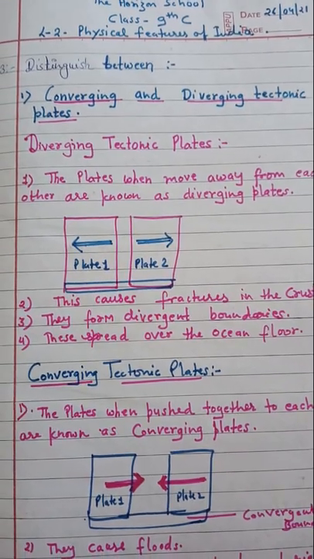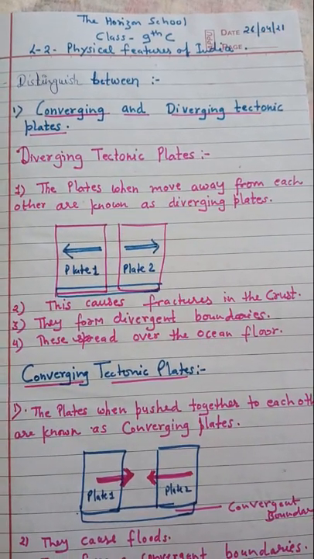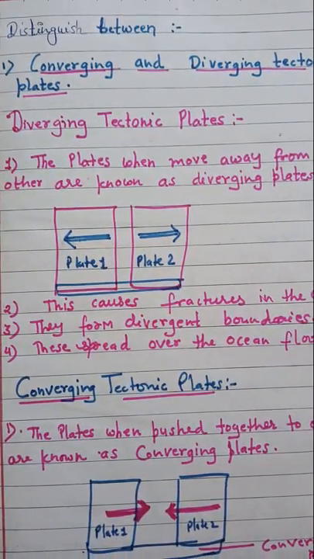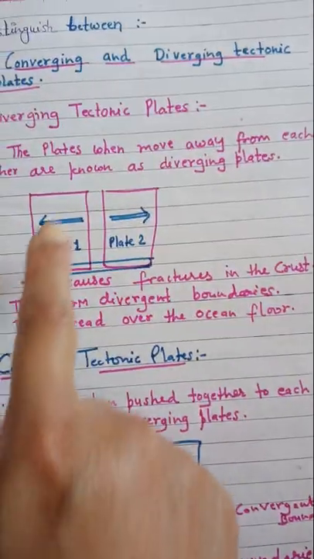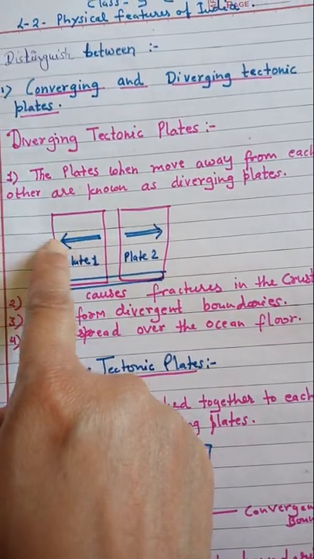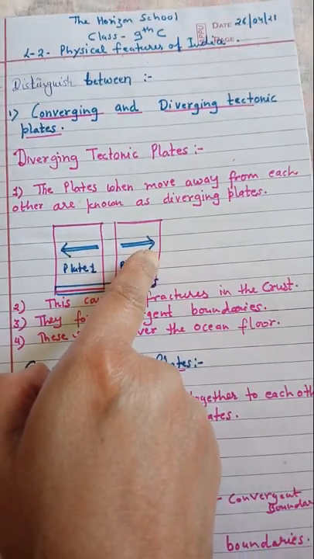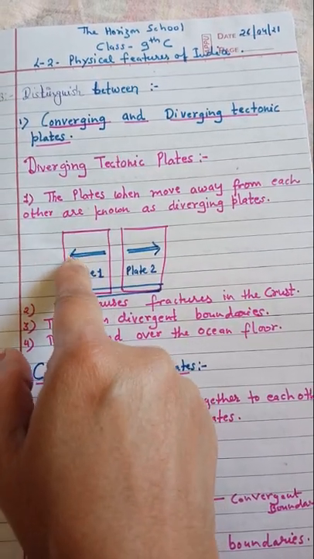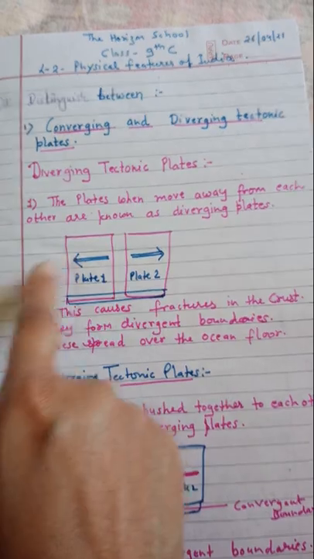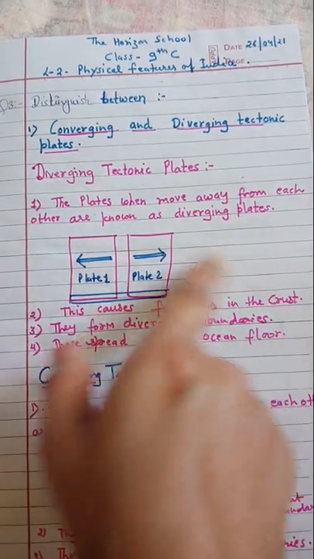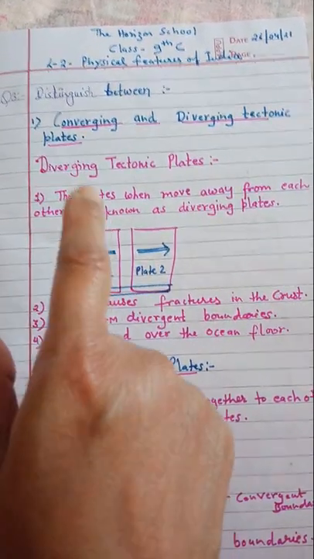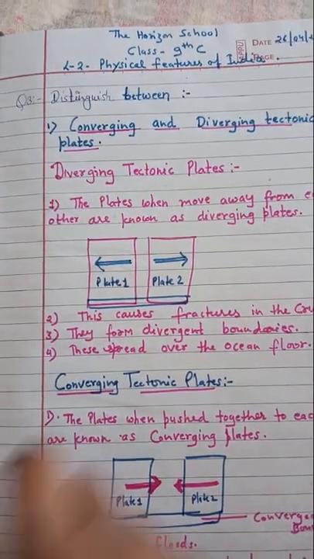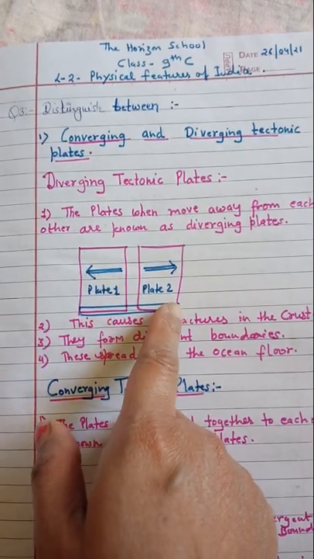As you can see, the plates which move away from each other are known as diverging plates. There are two plates, plate 1 and plate 2, and the arrows show them going away from each other. Plate 1 is going in this direction and the other plate in another direction, so they are separating. These are known as diverging tectonic plates.